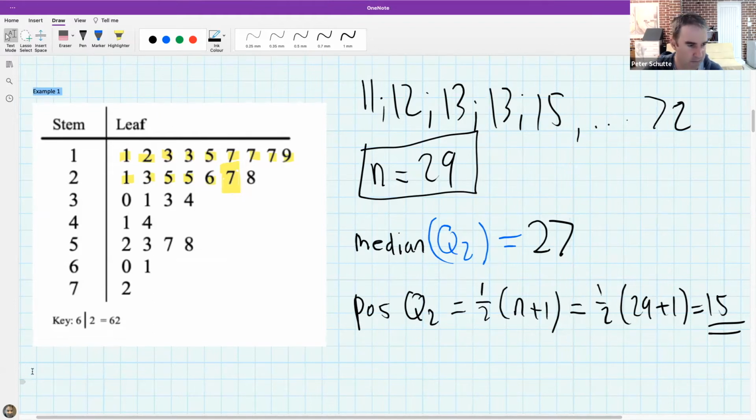Okay, bonus question. What is the mode for this data set? Remember, what is the mode? The mode is the value that occurs the most often.